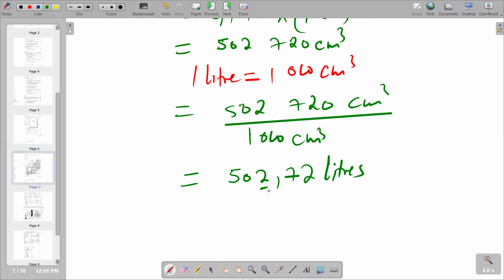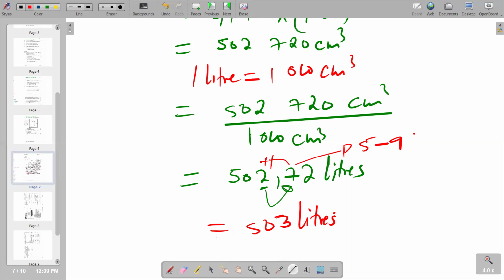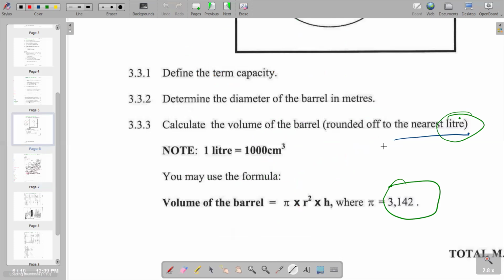To round it off to the nearest liter, this is our liter here. So we refer back, we've got a 7. The 7 is in the range 5 to 9, so it changes our 2. We add 1 here, becomes a plus 1. So 2 plus 1 becomes 3. So our final answer becomes 503 liters, because our final answer is supposed to be rounded off to the nearest liter.